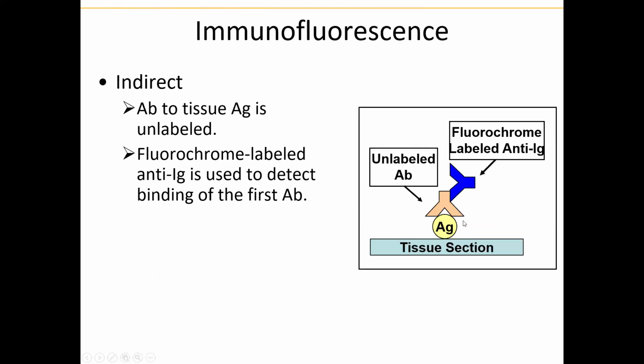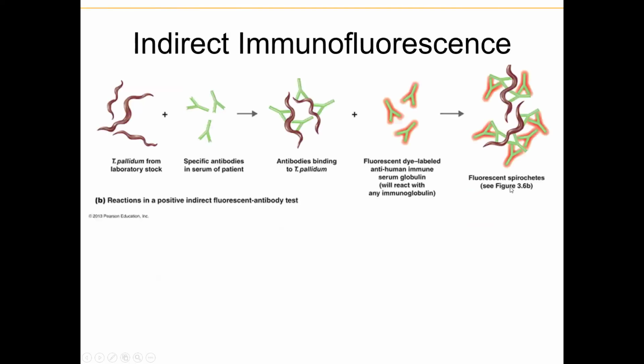So here, the unlabeled antibody is against a known antigen. We want to detect the unlabeled antibody, and the fluorochrome-labeled anti-immunoglobulin is against this. This is an antibody against the antibody, and that's why it's termed indirect. Then the fluorochrome-labeled one we use to detect it.